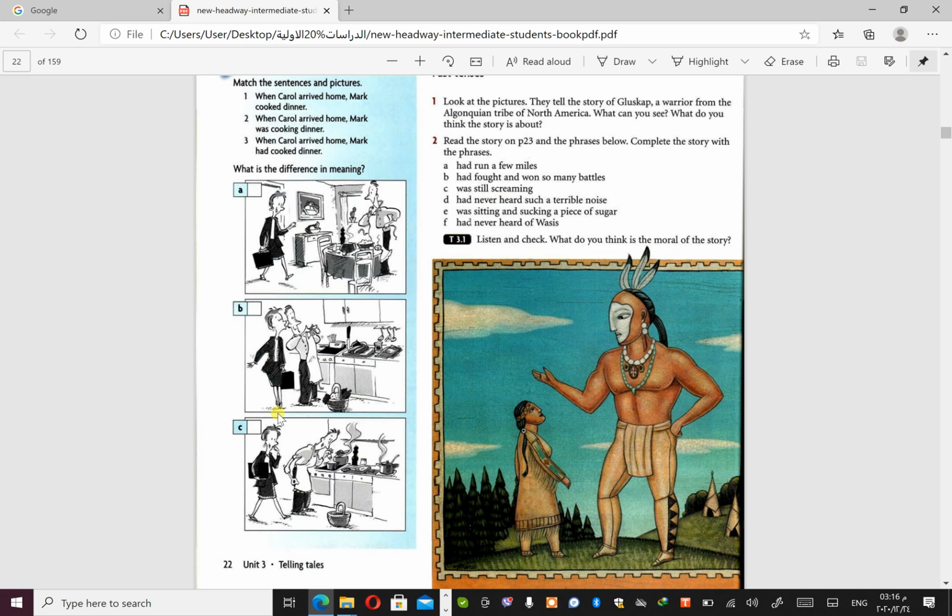Okay, so this is exactly what they mean. So here, when Carl arrived home, Mark had cooked dinner. فهنا is A. اوكي، يعني هو already طبخها وجهزه وكمله وخلاه على السفره، بعدين هي اجت. الحدث already صار وانتهى وخلص كمل، وبعدين الحدث الثاني اجى بعده. Does that make sense to you?